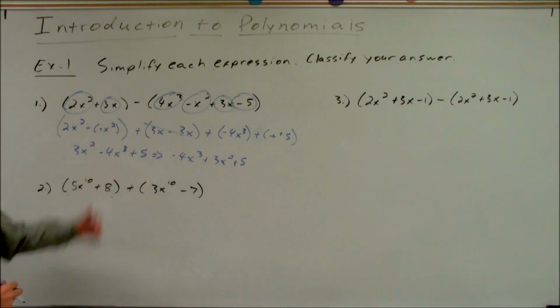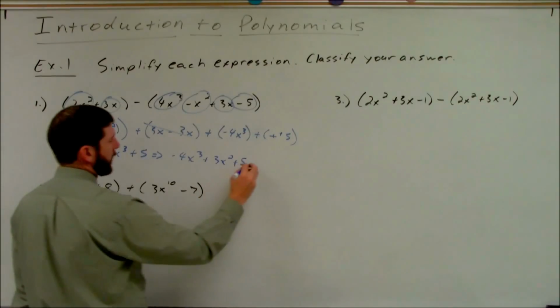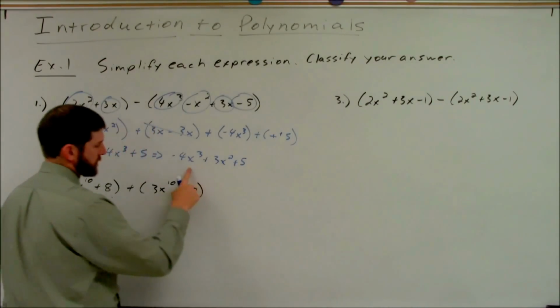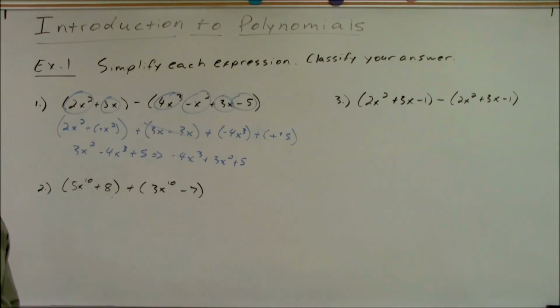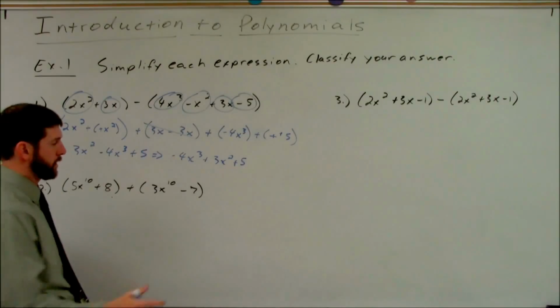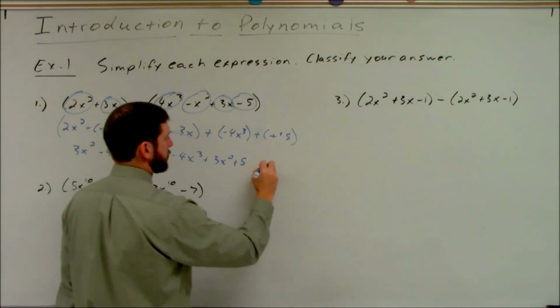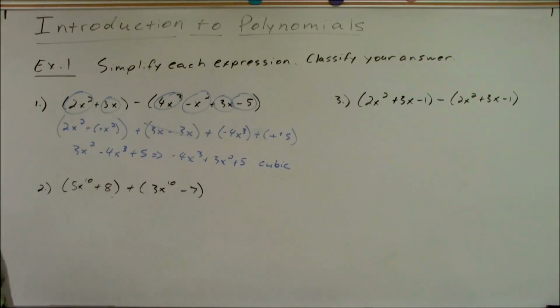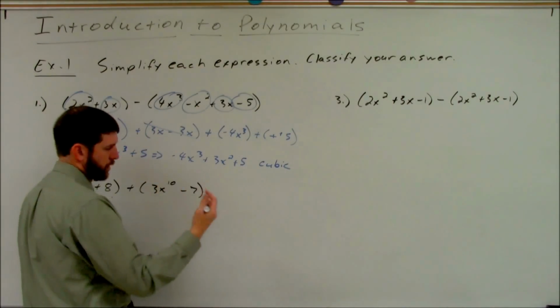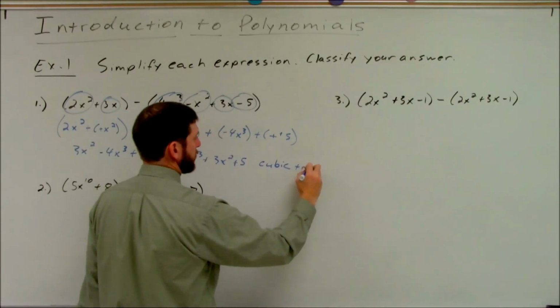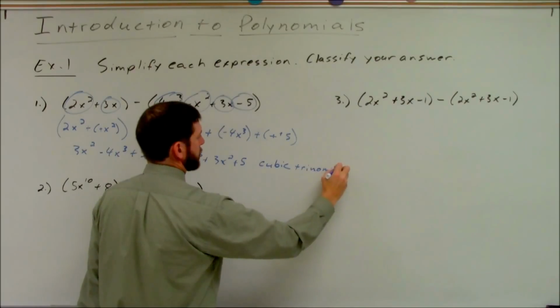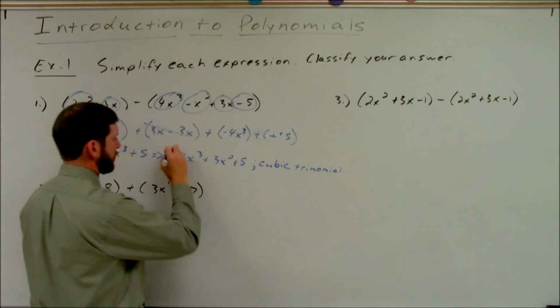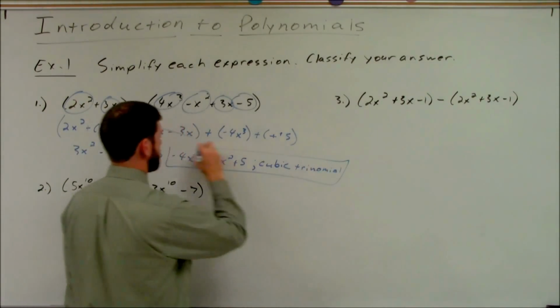So we've combined our like terms, we classify our answers together, and we see that we do it by degree and then number of terms. So the degree is third degree, that's a cubic. And then the number of terms, 1, 2, 3 terms, and that was a trinomial. Cubic, trinomial.